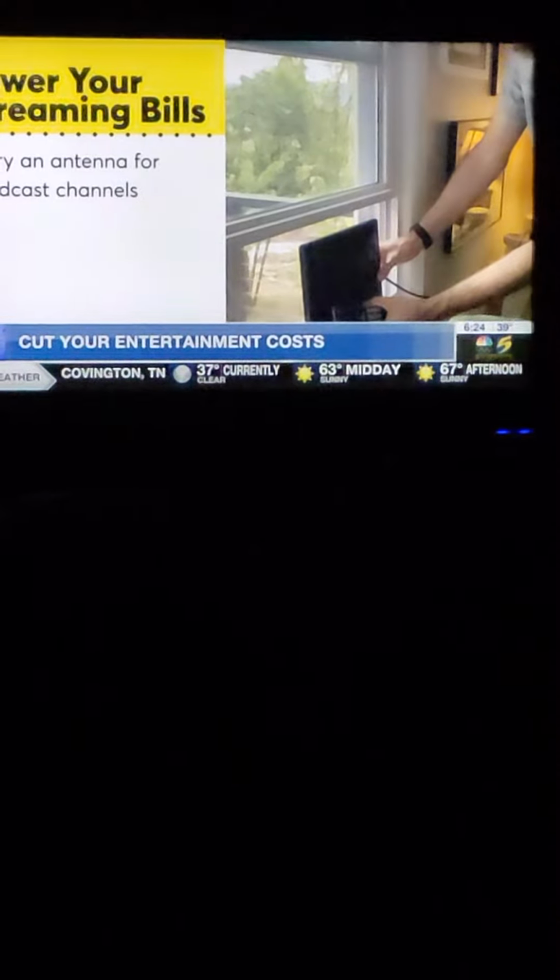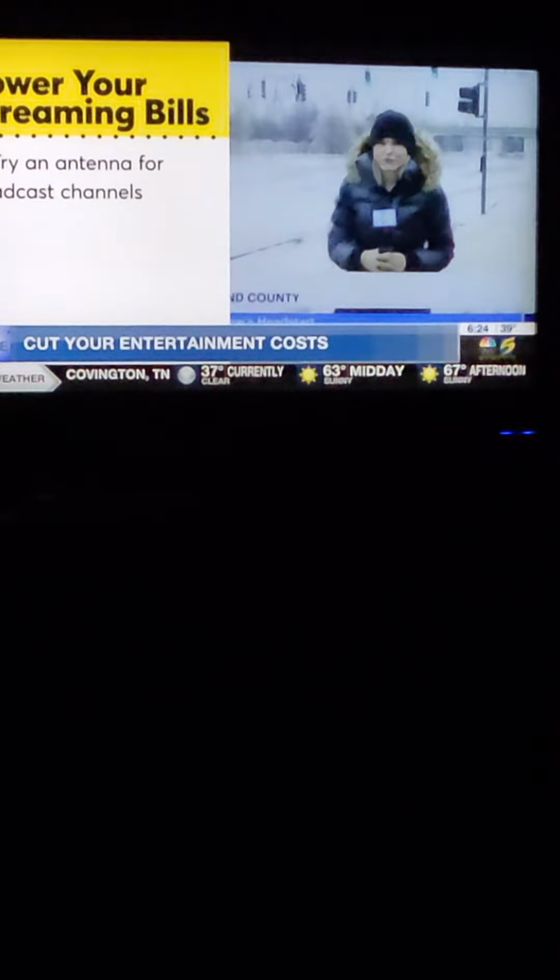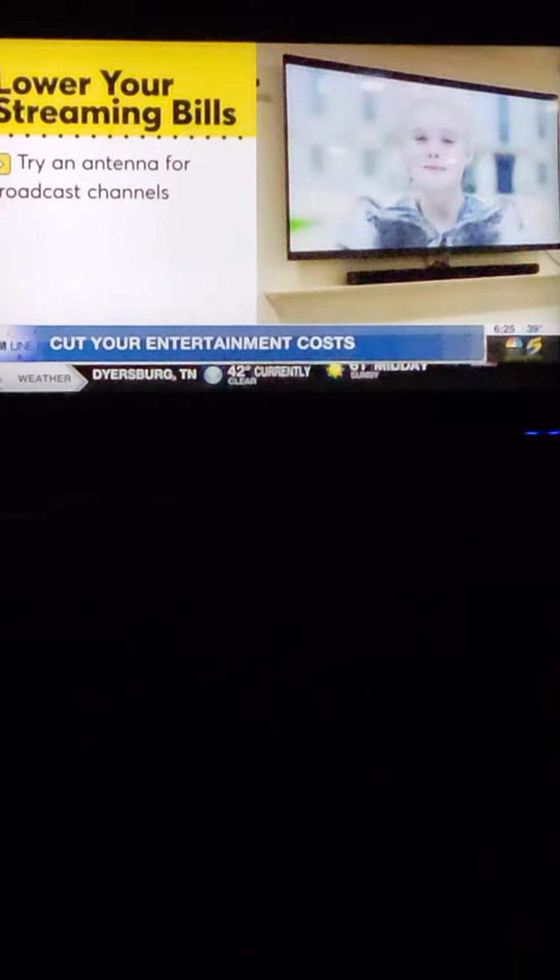Use an antenna for broadcast channels to watch your local news and sports instead of paying for a cable replacement service. Consider bundling deals like the one from Disney Plus that includes Hulu and ESPN for $13.99 a month, and look for promotions and free trials.